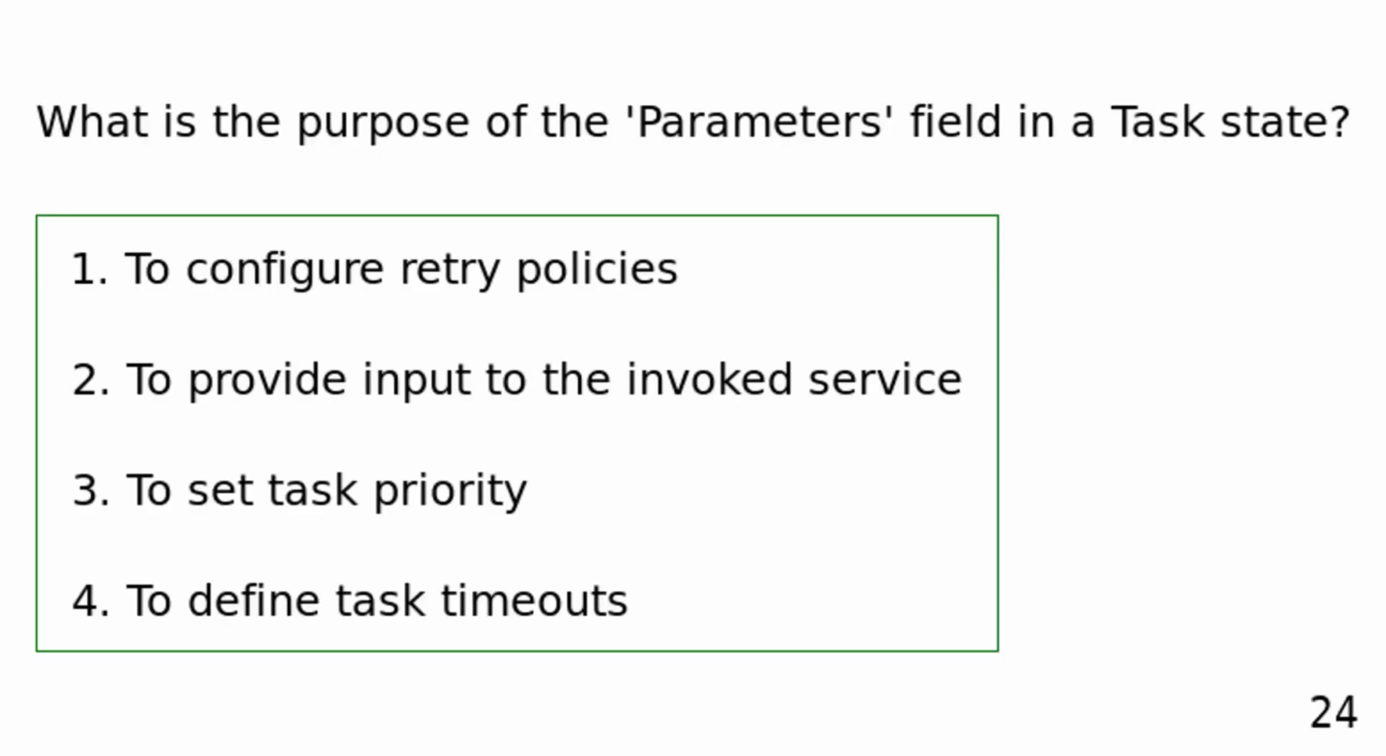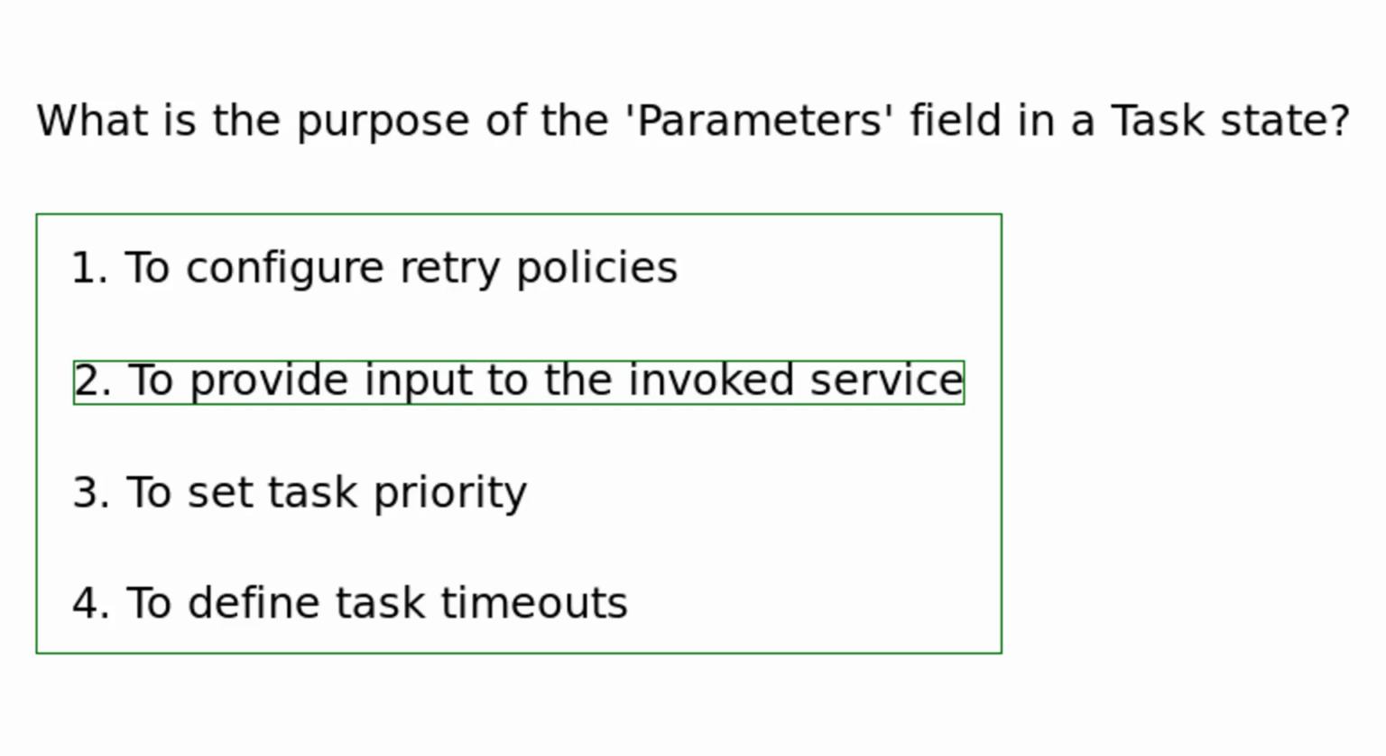What is the purpose of the Parameters field in a task state? To configure retry policies. To provide input to the invoked service. To set task priority. To define task timeouts. The Parameters field in a task state of AWS Step Functions is used to provide input to the invoked service, allowing you to pass data in the format the service expects.